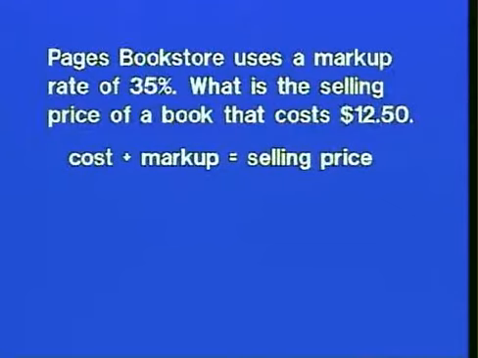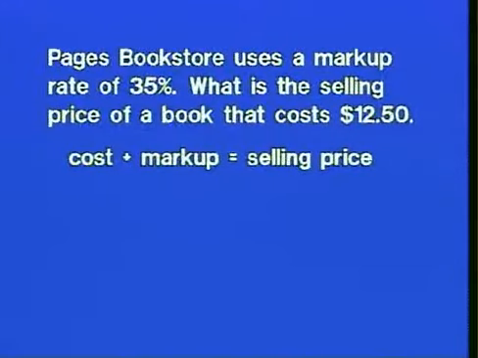Now, do we have enough information here? We're trying to find the selling price. Do we have the cost and the markup? Well, we know the cost of the book is $12.50, but the markup, we only have the markup rate here. We're given a markup rate of 35%. We don't have the amount of the markup.